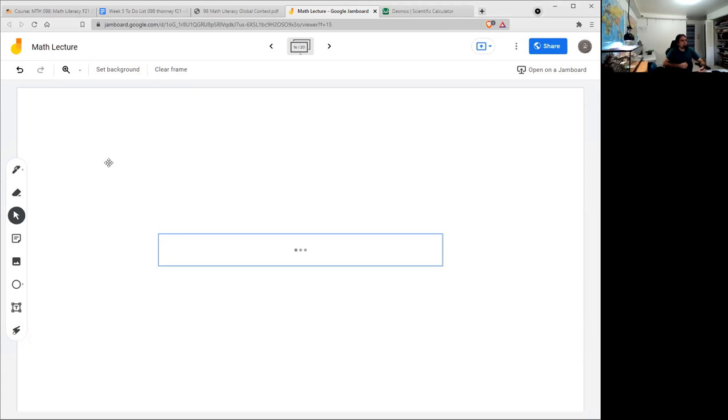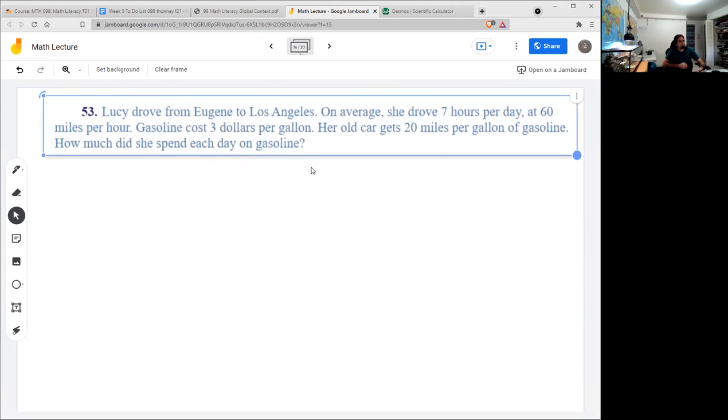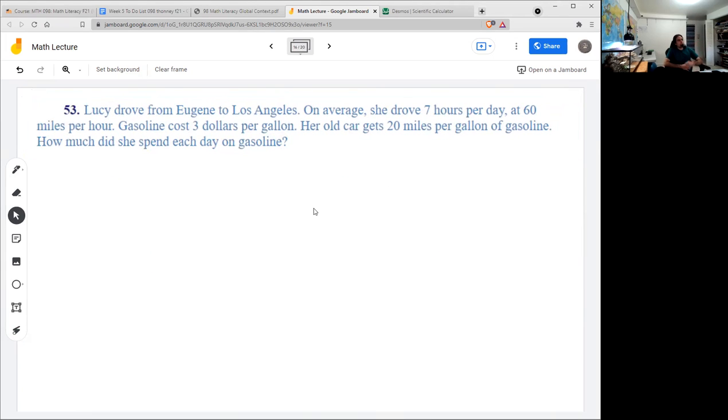So here's a slightly complicated problem. Lucy drove from Eugene to LA. On average, she drives 7 hours a day at 60 miles an hour. Gas costs $3 a gallon. Her old car gets 20 miles per gallon. How much did she spend each day on gasoline? I've thrown out a bunch of information at you, and I've written it as a bunch of English sentences, which is not terribly helpful.